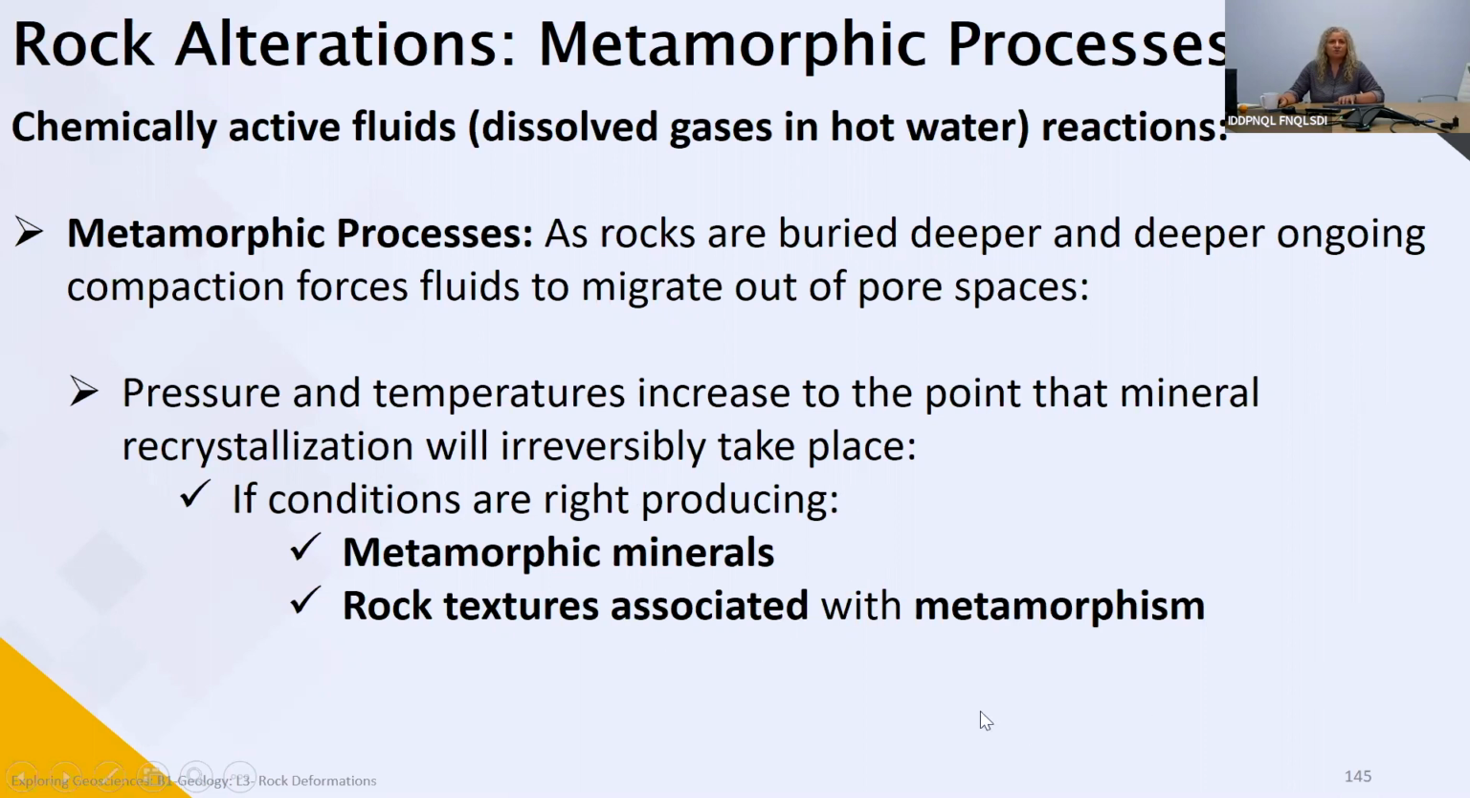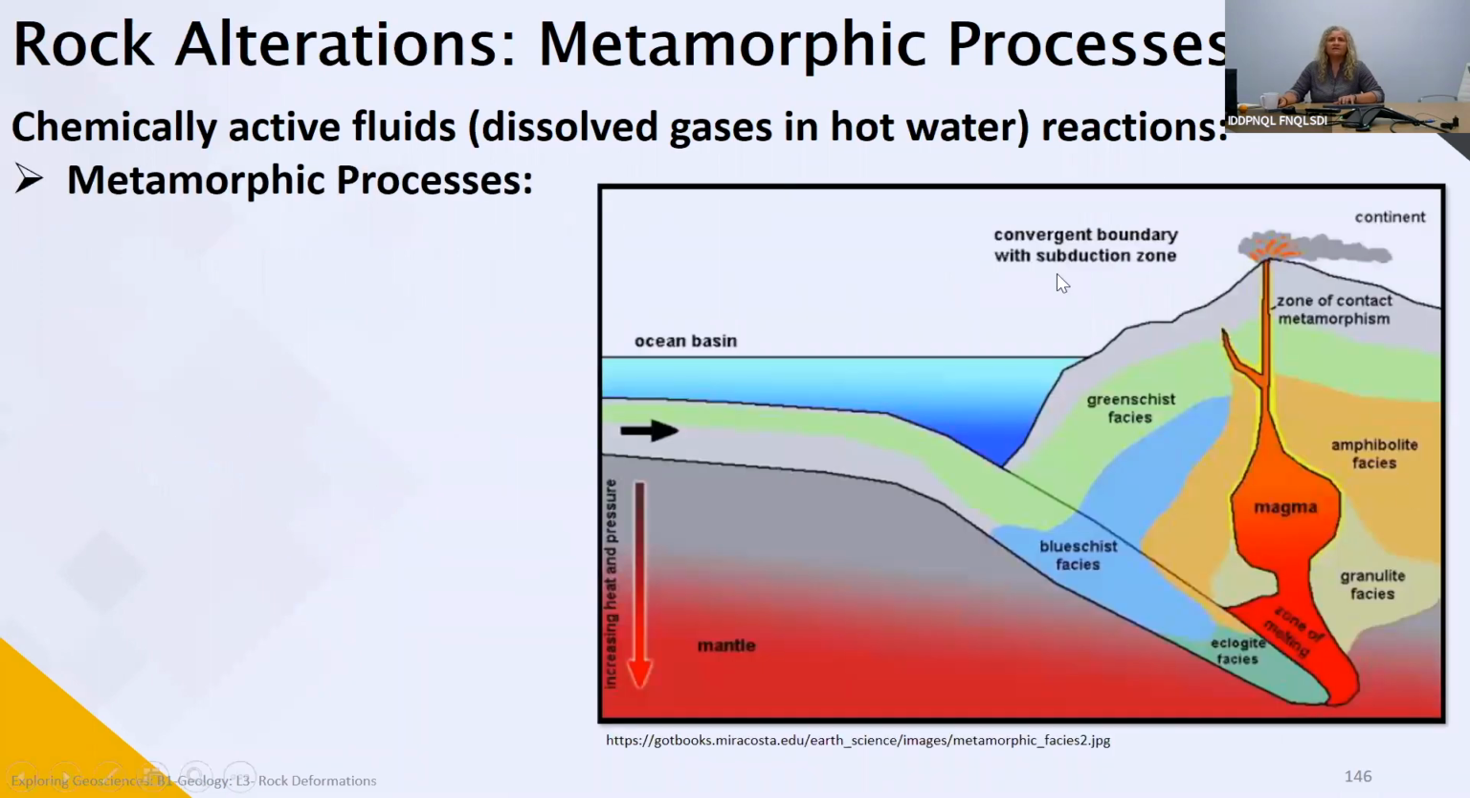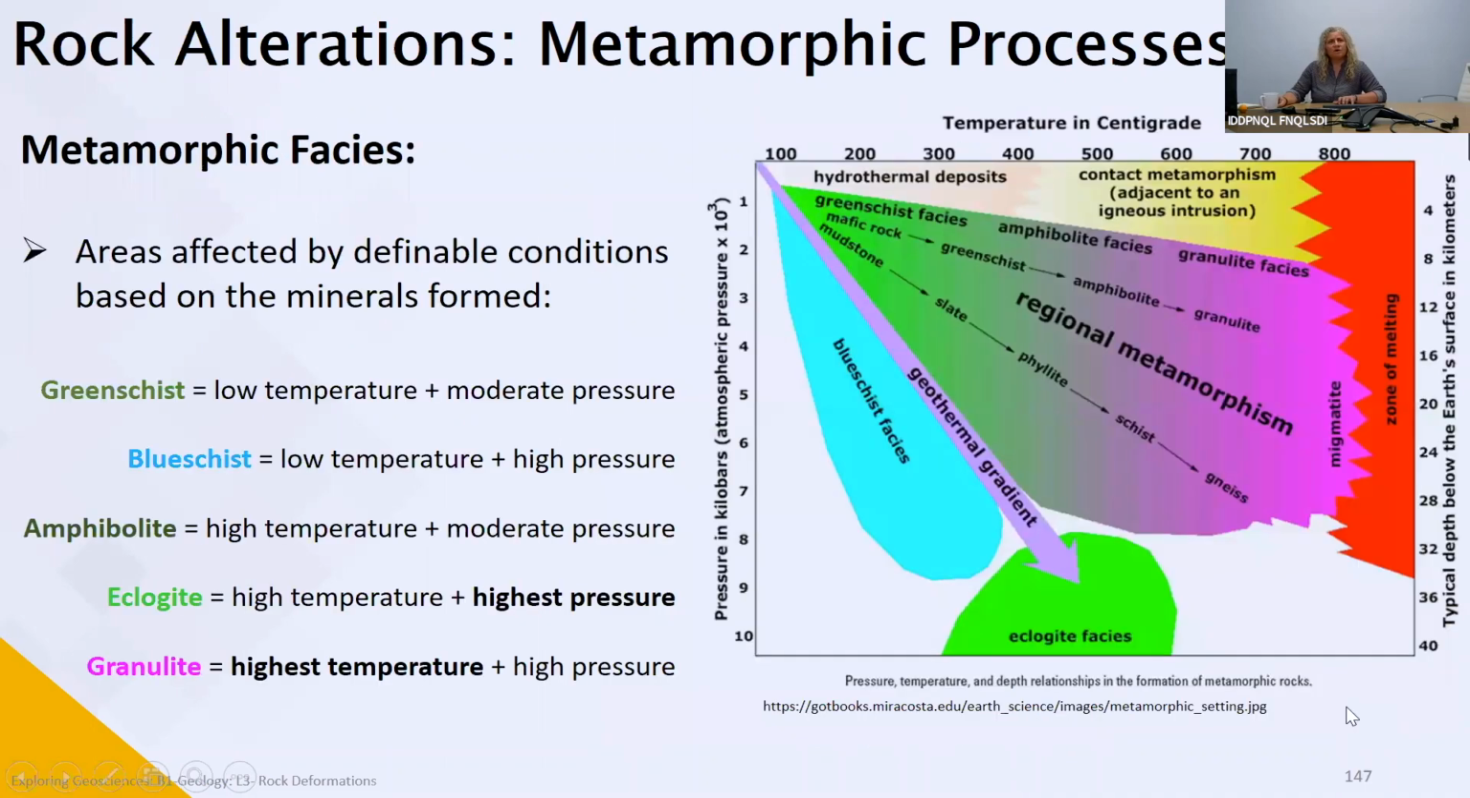Conditions that are right for producing metamorphic minerals and rock textures. So these are the different environments where these metamorphic processes take place. We have different facies, metamorphic facies, and this is where they are either on the continent or the oceanic crust, and their depth. If we take them one by one, they have been divided into greenschist, blueschist, amphibolite, eclogite, and granulite. And this is the difference between their temperature and pressure environments.